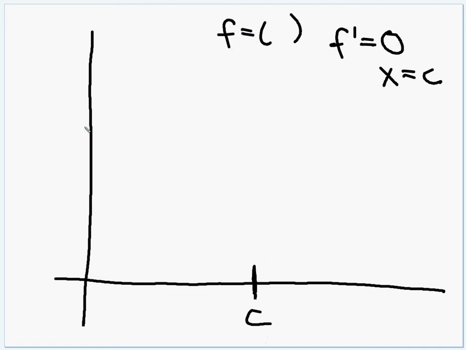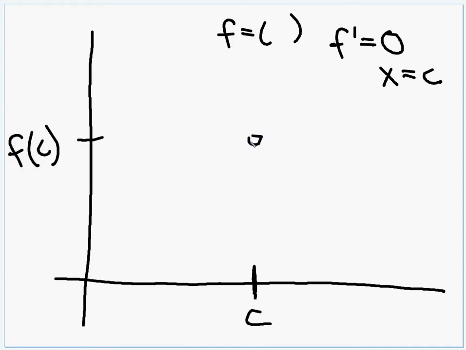Let me set it up like this. So here's our xy axis. And let's say we set our derivative f prime equal to 0, and we get an x value, a critical number. We'll just call that point C. That's right here. And let's say we put point C back into the original position function, and we get its y value, f of C.